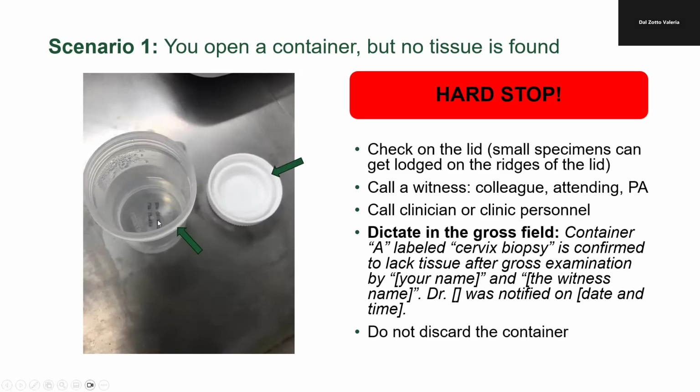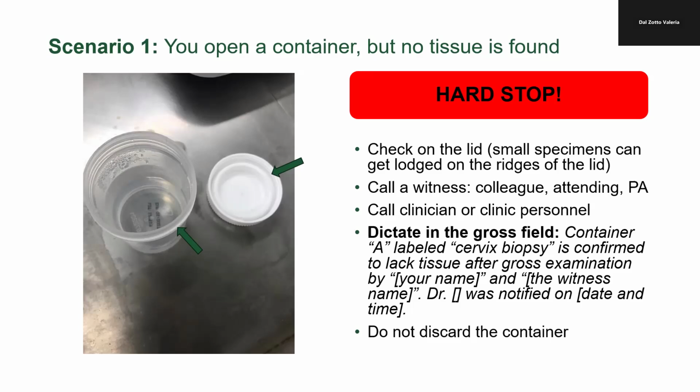Another thing that is very common to happen is that you open the container and there is no specimen inside. This is one of the most common scenarios, especially with small biopsies. Make sure that you check the ridges of the lid and the outside ridges of the container. And if you still don't find the specimen, please call a colleague or an attendant, especially the attendant on the case.